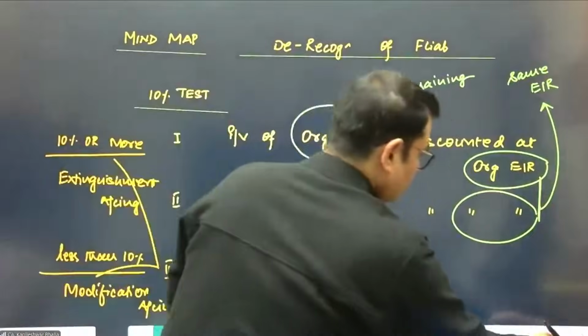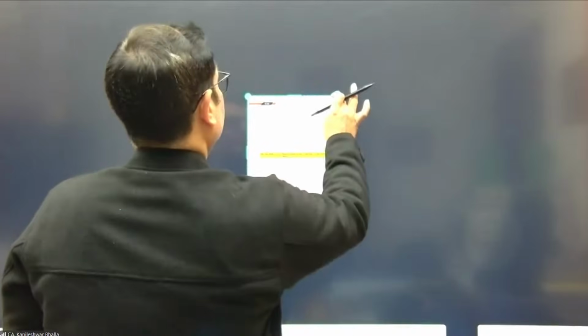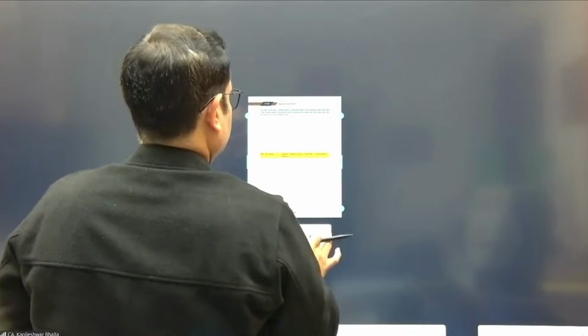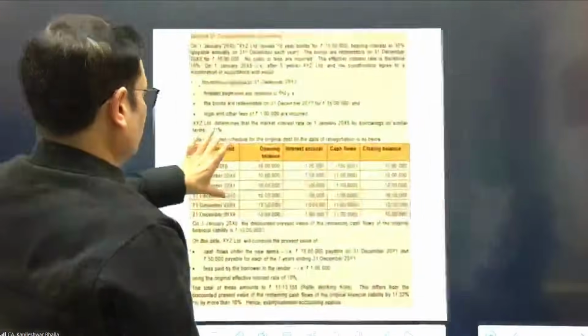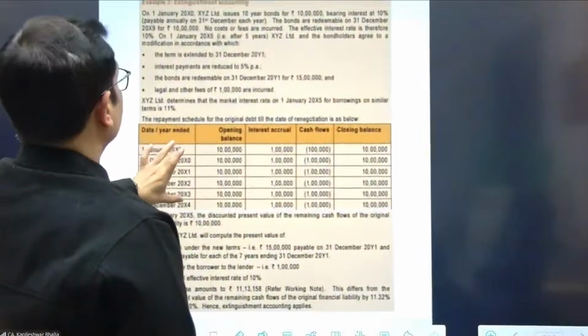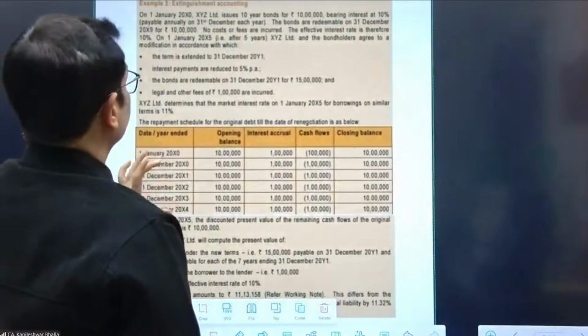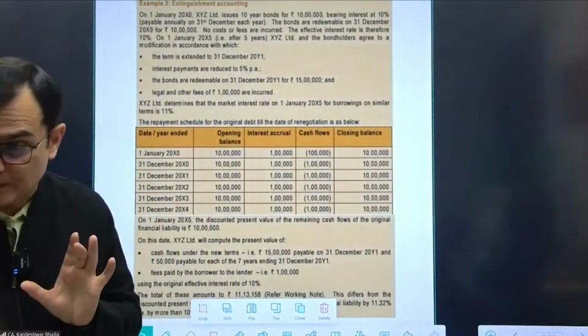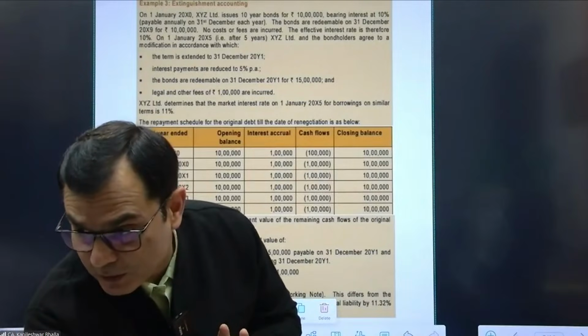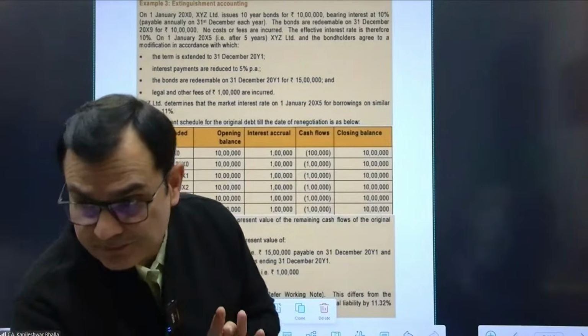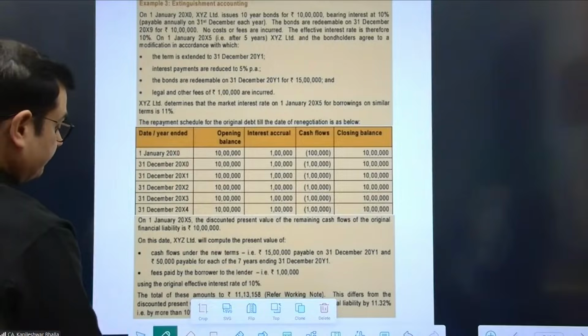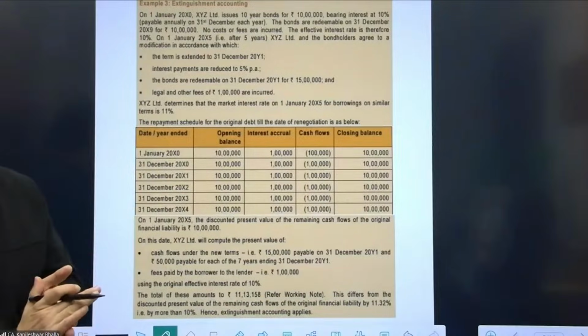Okay, so let's go to the study material, and there is an example number 3 on page 11.164. I'm just going to crop this so that we can clearly see the inputs. So this is an example which explains the concept of extinguishment accounting. I hope, friends, that is visible to you. Just let me know if this is visible. Good to go, I guess. Okay, so let me read the inputs that are given here.